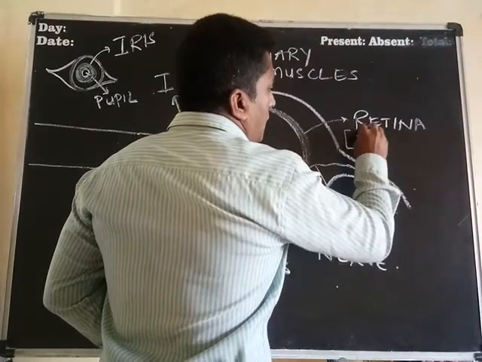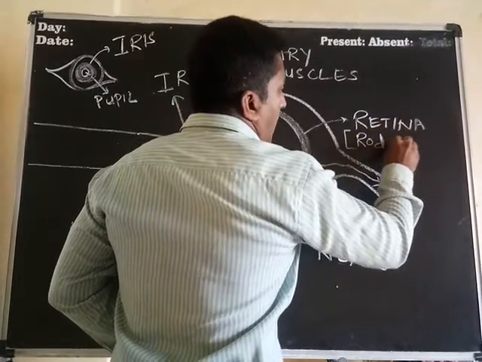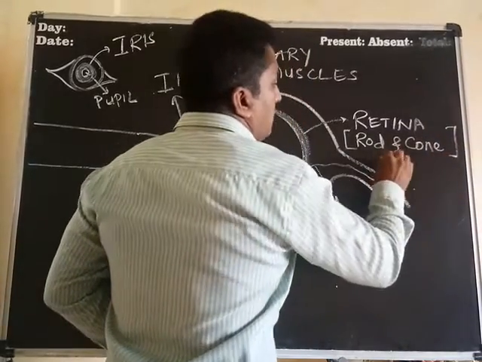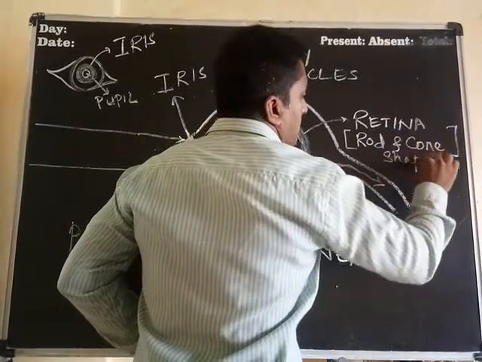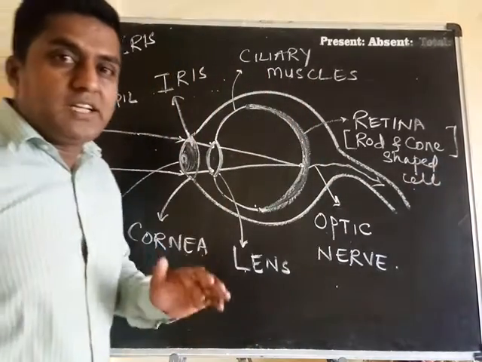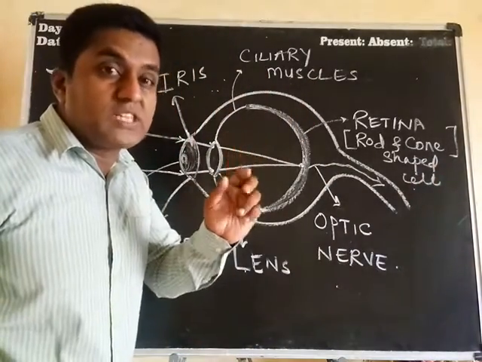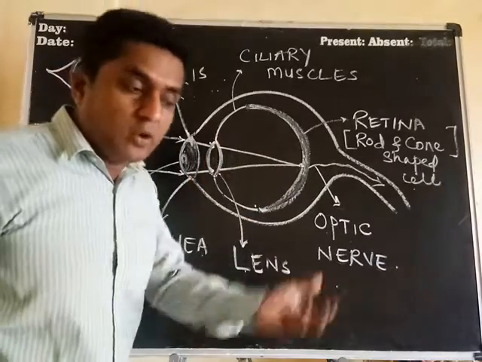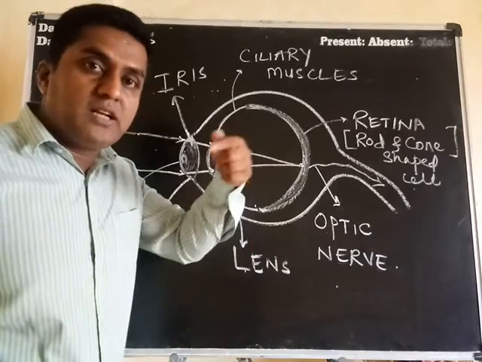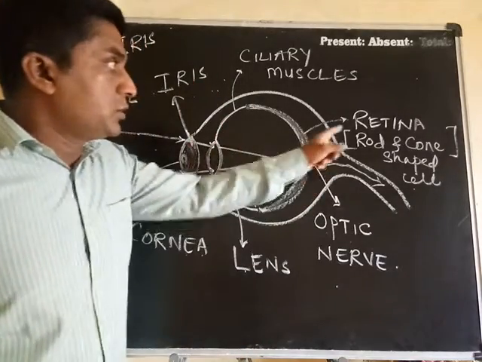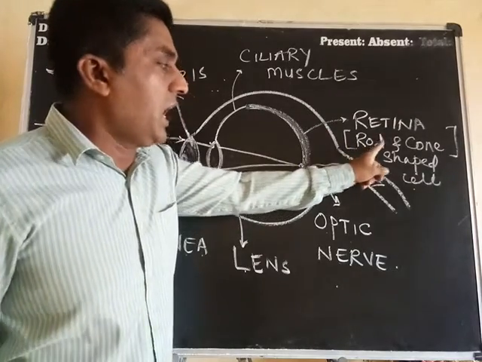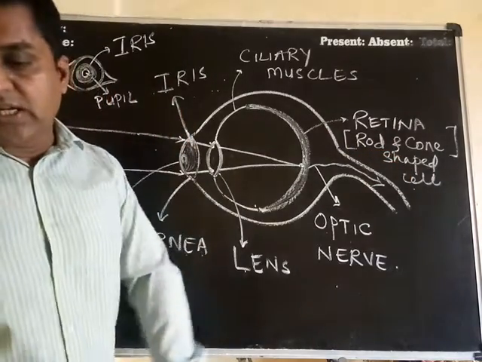We can say rod and cone shaped cells, right now everybody? Our retina, as I told you, is made up of two types of cells which are light sensitive. Means when light falls upon it, it becomes sensitive and converts the light into an electrical signal and sends it back to the brain. So this retina is made up of two types of cells: one is called the rod cell and one is called the cone cell, right everybody?